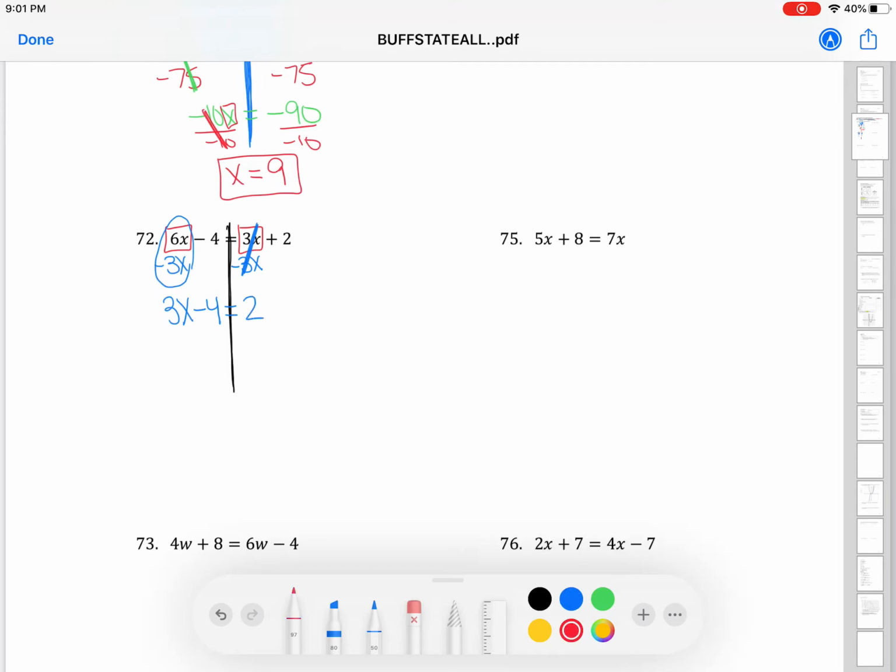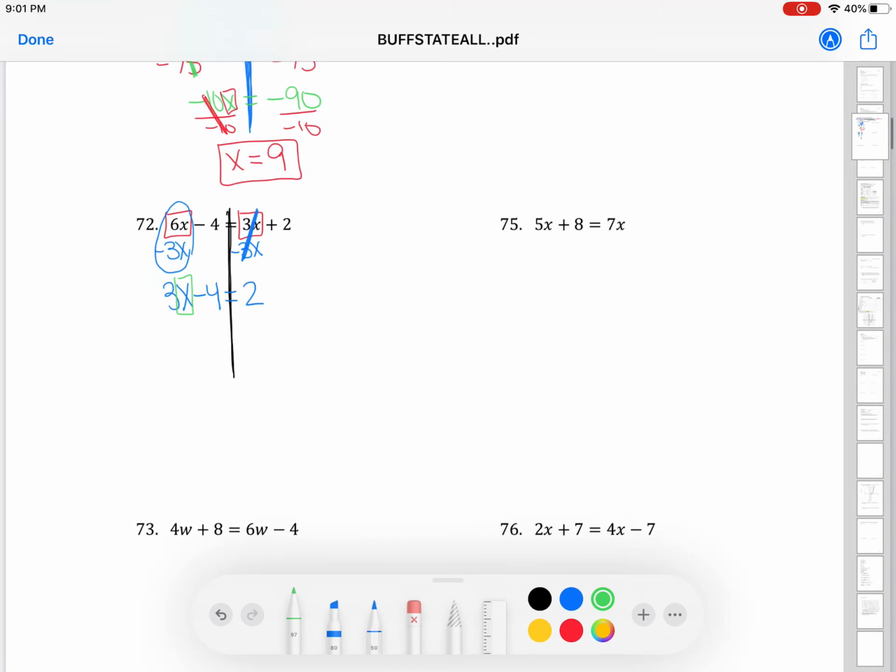So these will cancel. 6x minus 3x is 3x, and I bring down the minus 4, I bring down the equals, and I bring down the 2. To get x by itself, you always get rid of what's being added or subtracted first. I know I'm getting annoying by how often I keep saying that, but it's never going to leave your brain. Okay, so I get rid of that minus 4 by adding 4. Those will cancel. I bring down the 3x, I bring down the equals, and 2 plus 4 is 6.